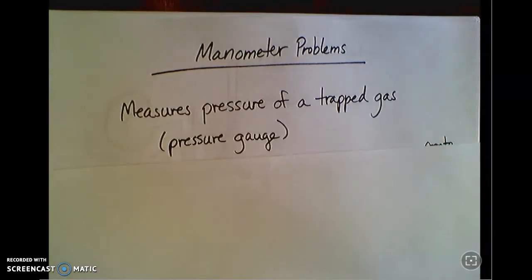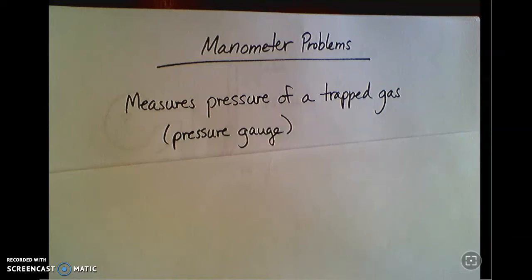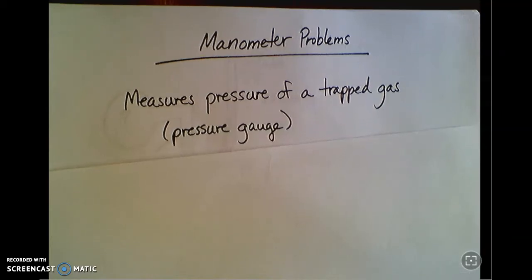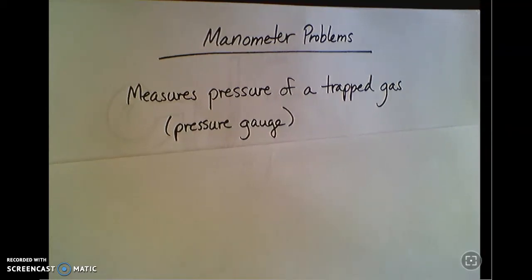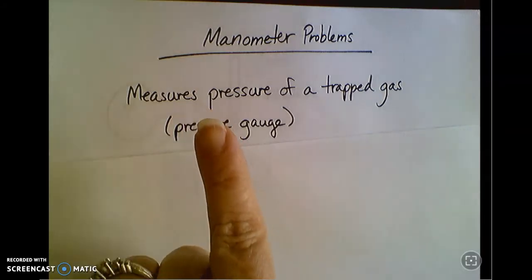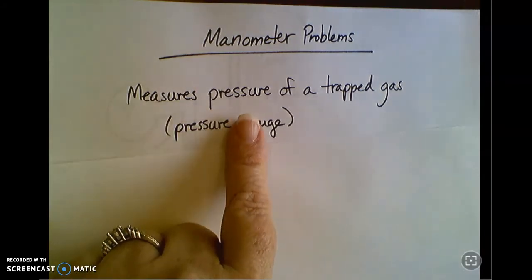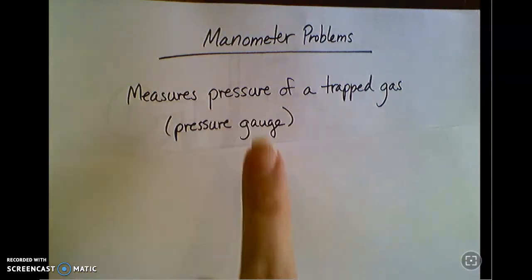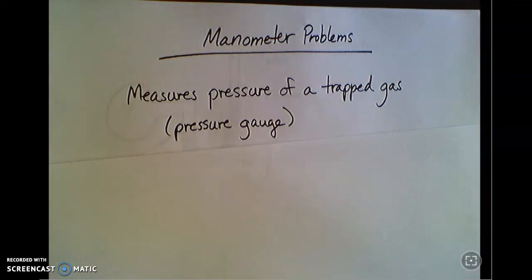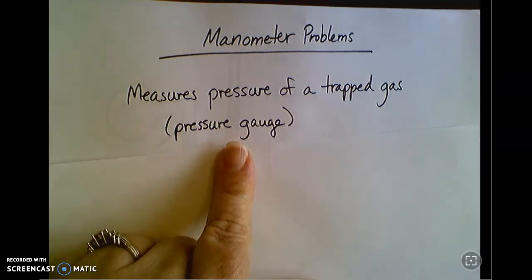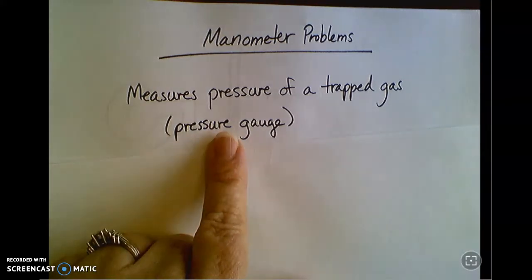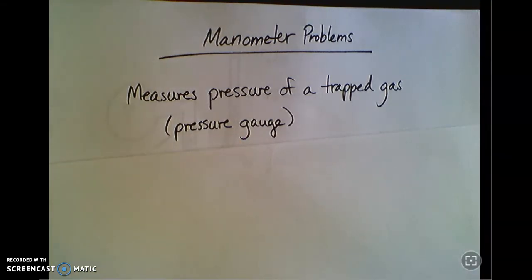So a manometer is different from a barometer that we talked about yesterday, or actually the last lesson. I guess it was last week at this point. But the difference is a manometer measures the pressure of a trapped gas. So if you think about something like maybe an oxygen tank, a scuba tank, or even the air in your car tires, a manometer is something that could measure that.